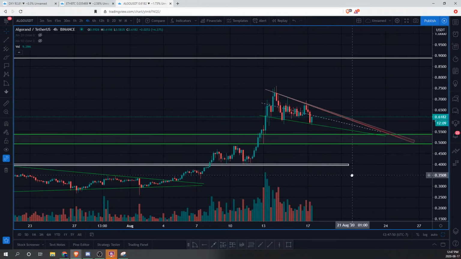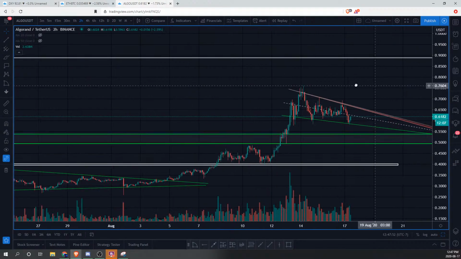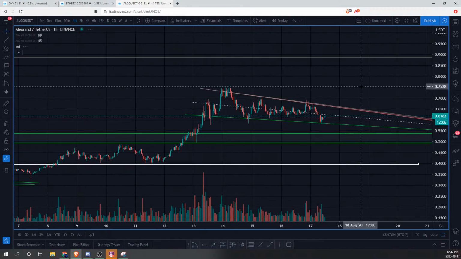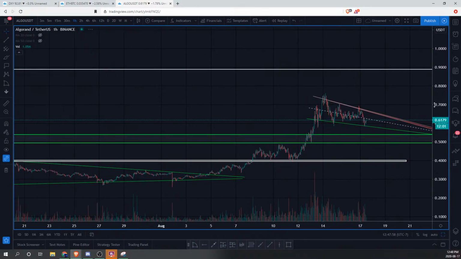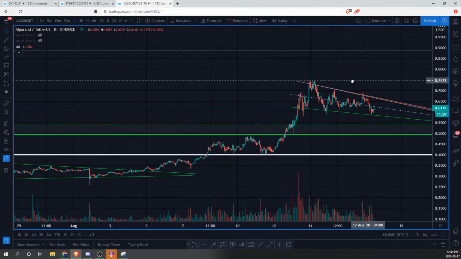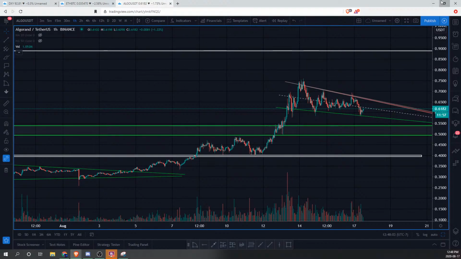So that's going to be ALGO. We'll see where that goes from there, but at this point in time, I don't really see something that I'd want to trade just yet. I want to see a little bit more of an impulsive push before we look to get some exposure on that particular pair.